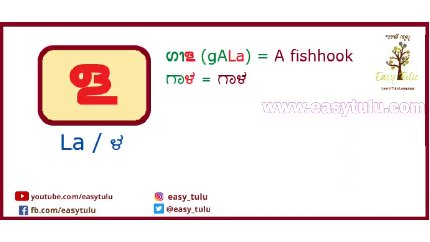Next one is la, la. This sound is not used in common Tulu dialects. It is pronounced as dental la only. Example: Gala. Gala means fish hook. Gala in Kannada. Let us see how it is written. La, la.